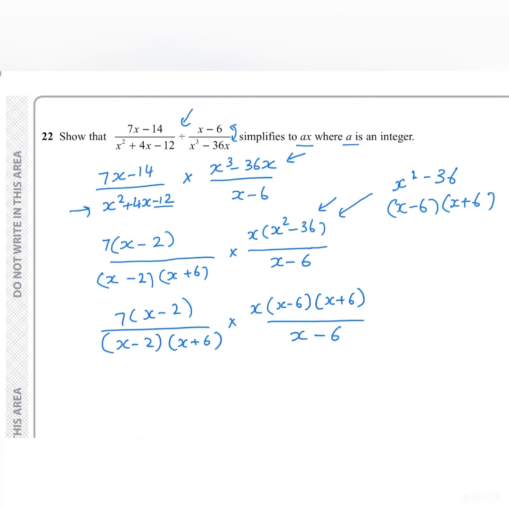Okay, so x minus 6 will cancel with this. x plus 6 would cancel out with that one. And x minus 2 cancels with x minus 2 at the bottom here. And what we're left with is 7 from here, 7 times x is 7x. So a is 7, basically. Okay, so nice and easy simplification.